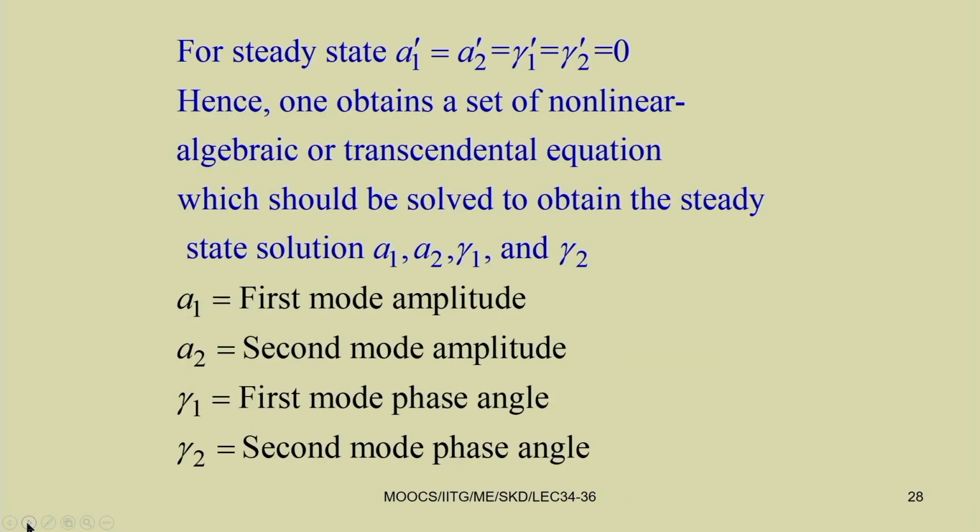So, after getting the reduced equations for the steady state response, A1 dash equal to A2 dash, gamma 1 dash equal to gamma 2 dash equal to 0. Hence one obtains a set of nonlinear algebraic or transcendental equations which should be solved to obtain the steady state solution, that is A1, A2, gamma 1 and gamma 2. A1 is the first mode amplitude, A2 is the second mode amplitude, gamma 1 is the first mode phase angle and gamma 2 is the second mode phase angle.